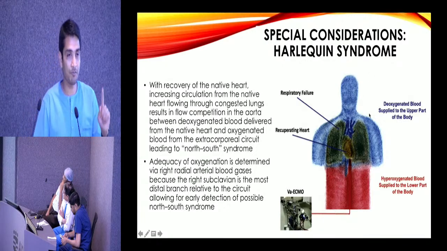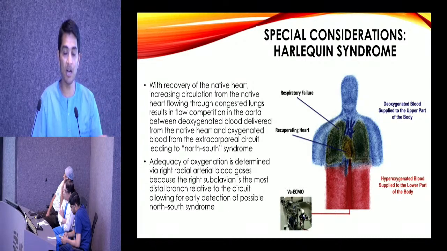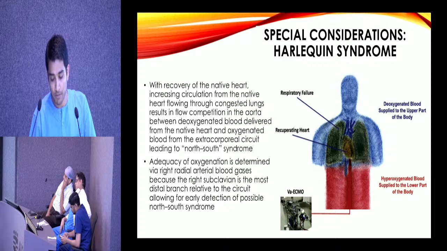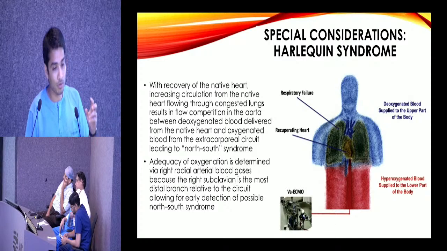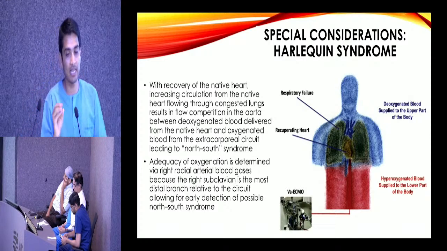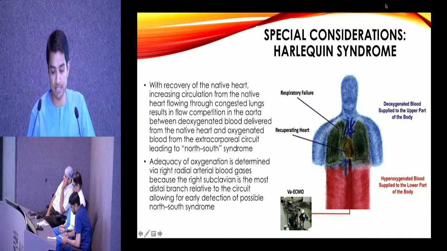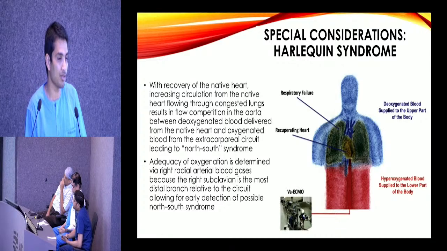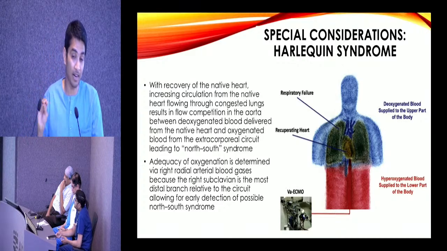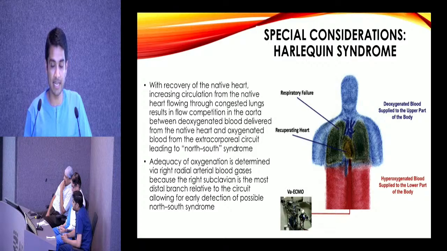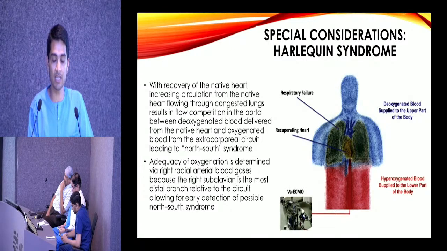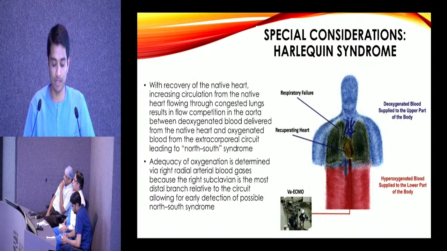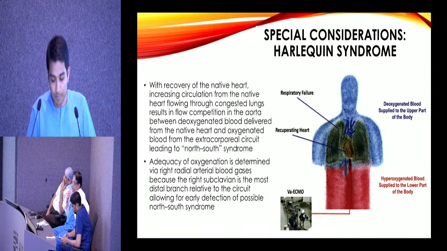But as the left ventricle recovers, there is some deoxygenated blood coming through that the left ventricle then ejects, and it supplies deoxygenated blood to the top. The best way to detect this is the right radial artery, because that's the site farthest away from the ECMO flow in the descending aorta. So if you have deoxygenated blood, the right radial artery is going to show the lowest saturation. So this is something to consider.